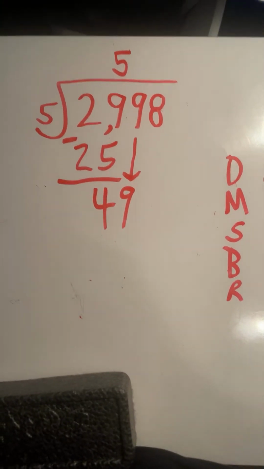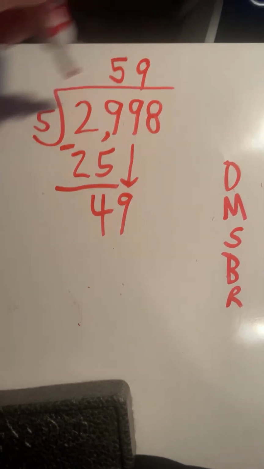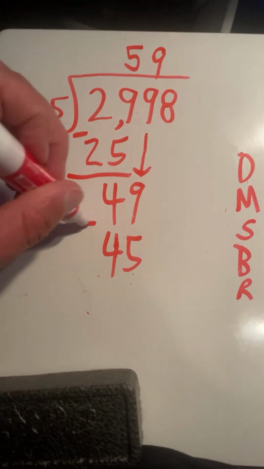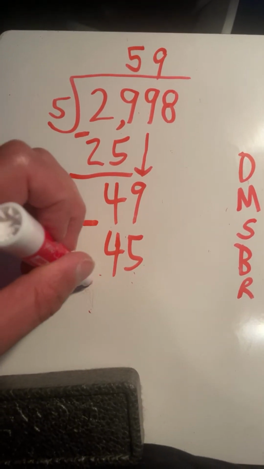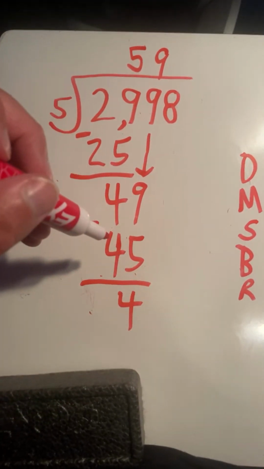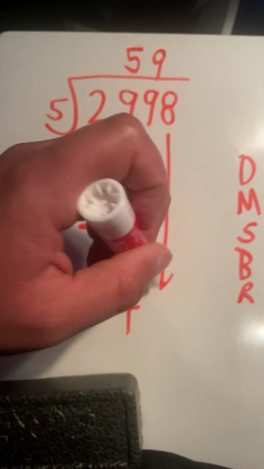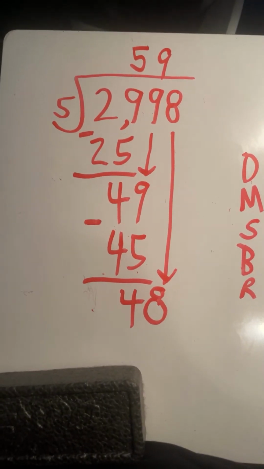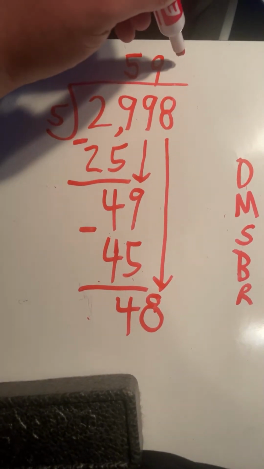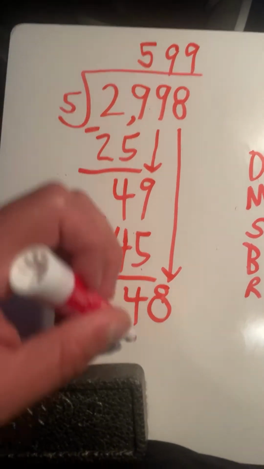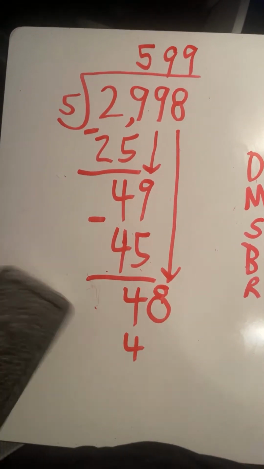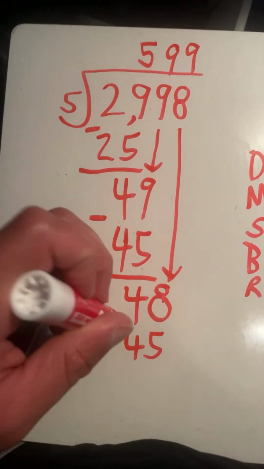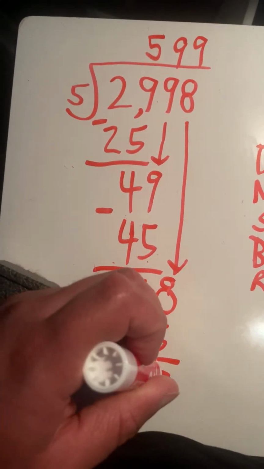49 divided by 5 equals 9. 9 times 5 equals 45. So we divide, we multiply, we subtract, we bring down. So 49 minus 45 equals 4. We bring down our 8. The 4 becomes a 48. 48 divided by 5, again, equals 9. 9 times 5 equals 45. 48 minus 45 equals 3. So we have a remainder of 3 here.